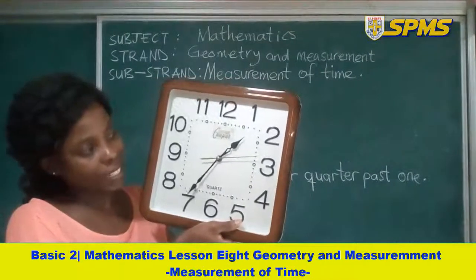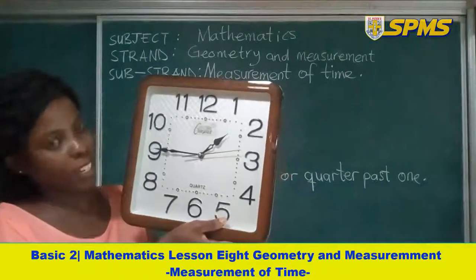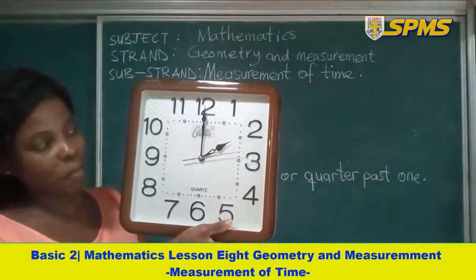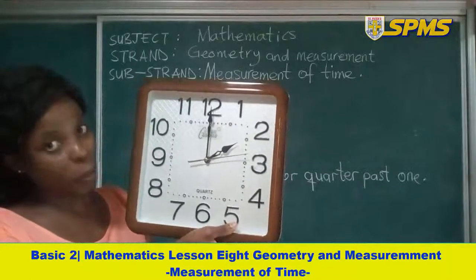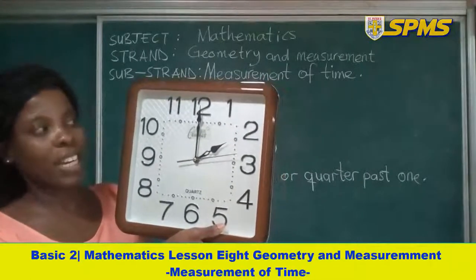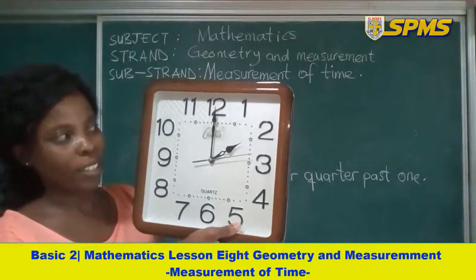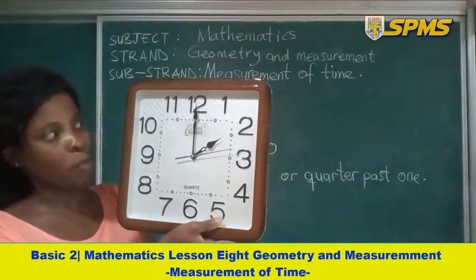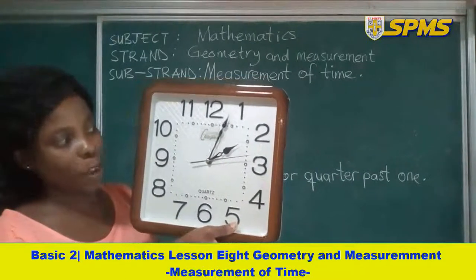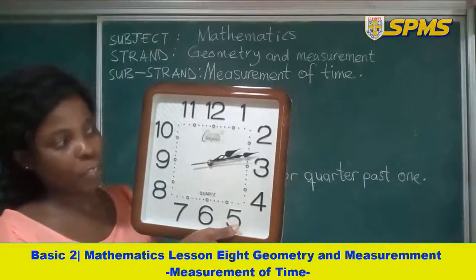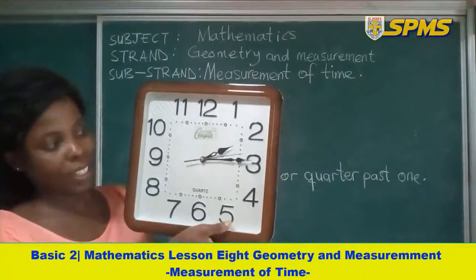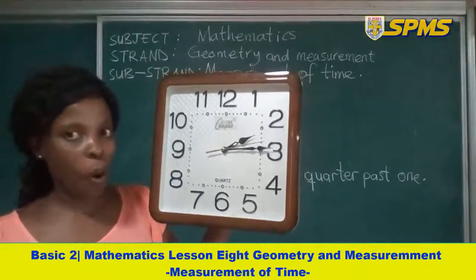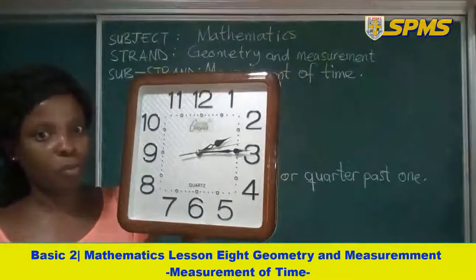Let's try another example. So our minute hand is still moving. It's now on 12. What says the time? 2 o'clock, because the hour hand is on 2 and the minute hand is on 12. But how do I determine 2:15? The minute hand will move from 12 to 3. So 15 minutes is past. So the time is 2:15 or quarter past 2.